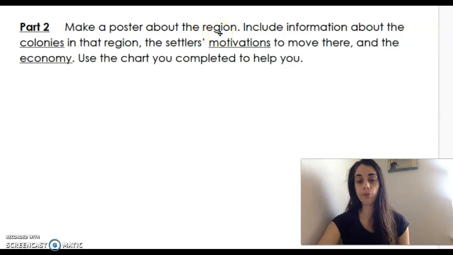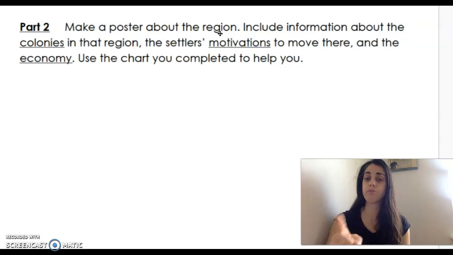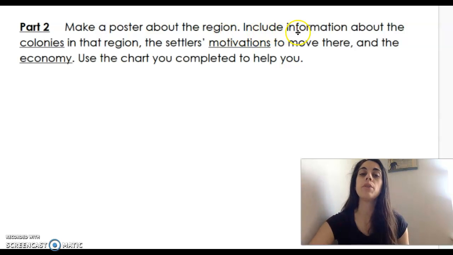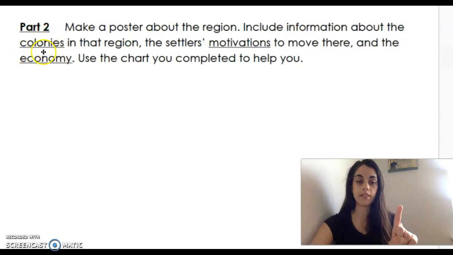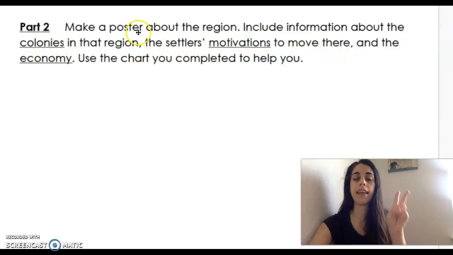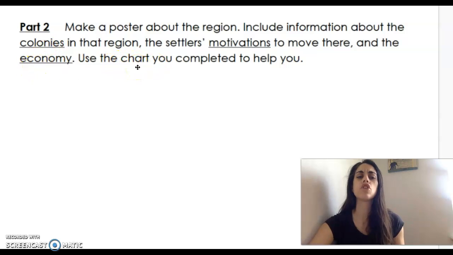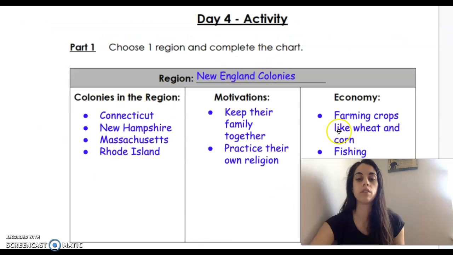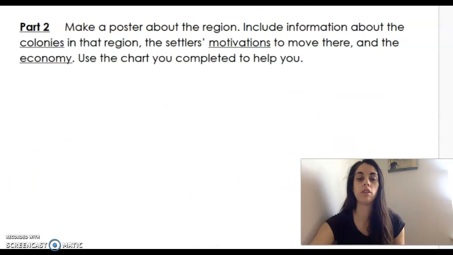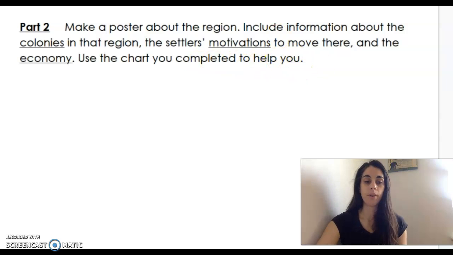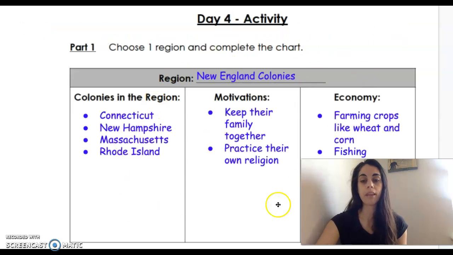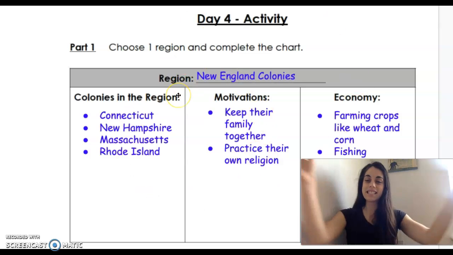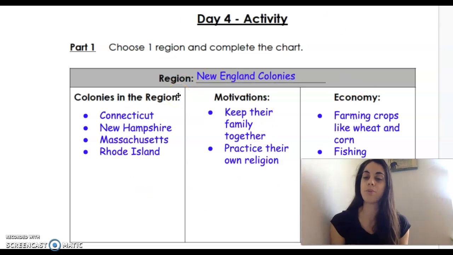You're going to make a poster about the region that you researched. Include information about the colonies in that region, the settlers' motivations to move there, and the economy. Use the chart. Where's the chart? Here's the chart. I'm going to use my chart. Use the chart you completed to help you. Okay, so I'm going to use this information to make a poster and summarize what I know about New England.